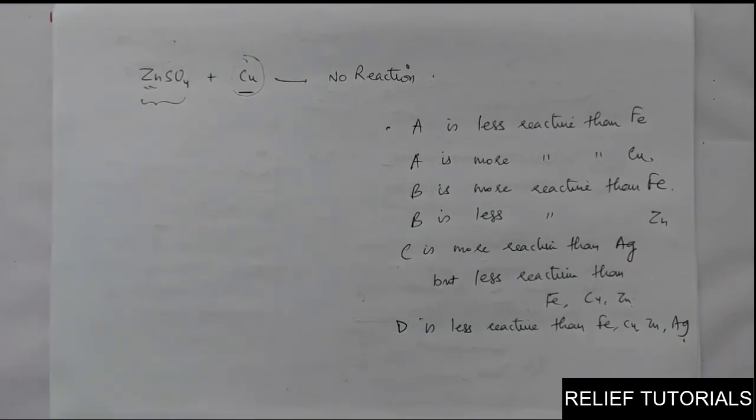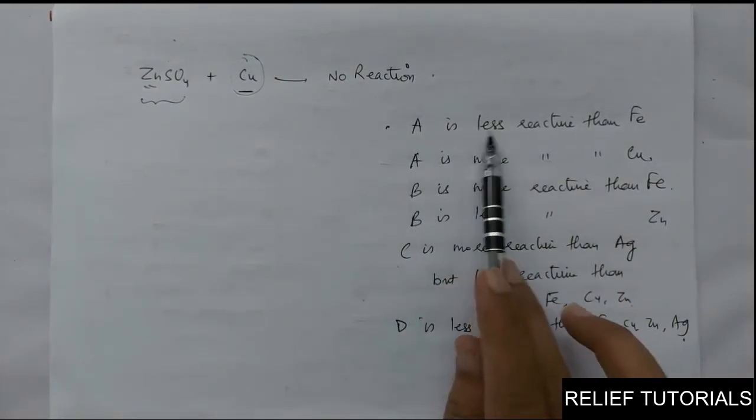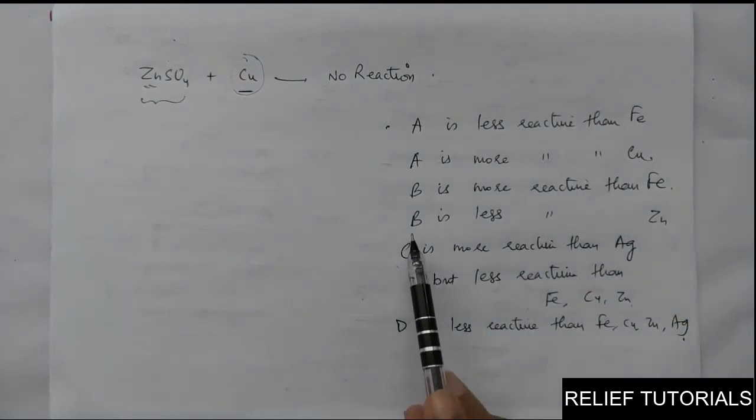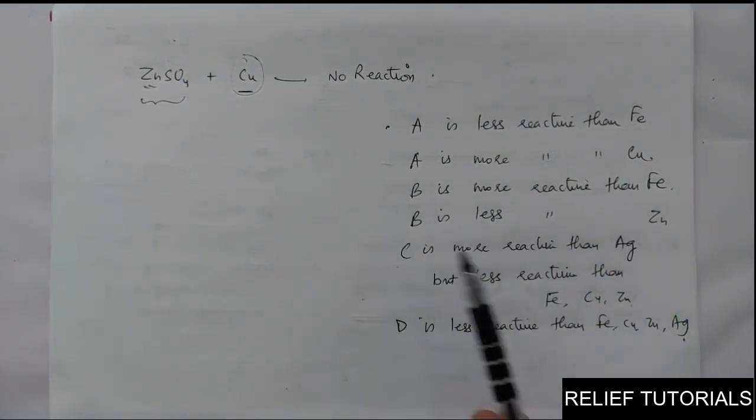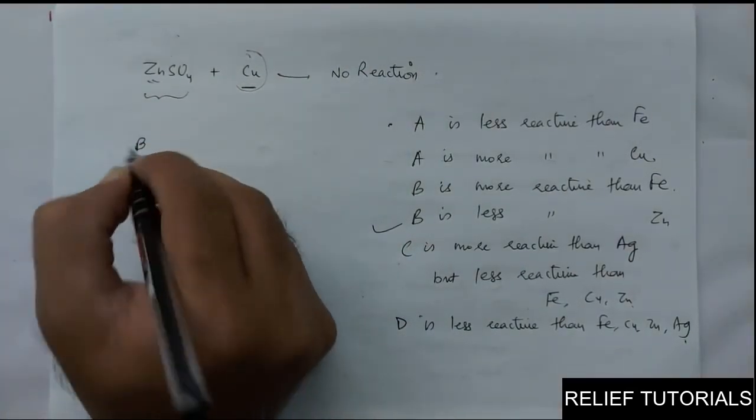Look at question number 1 given to you in your textbook. Which is the most reactive metal out of these all? So I think B is the most reactive metal because B is more reactive than Fe. A is less reactive than Fe. C is less reactive than Fe. Only B is more reactive. So B is the most reactive metal.